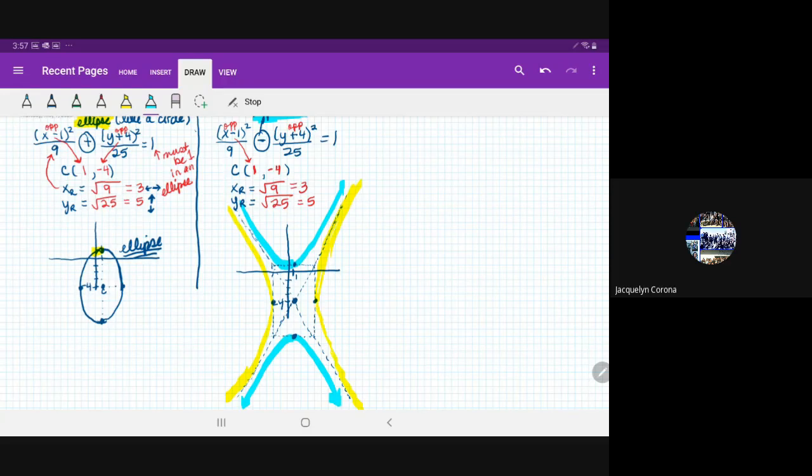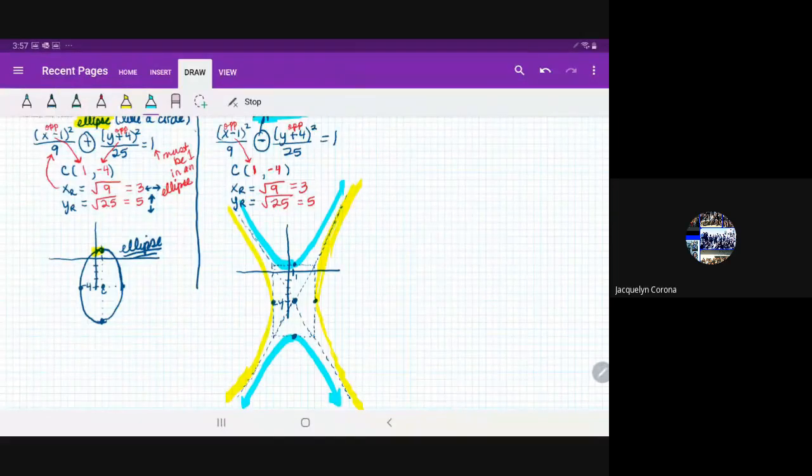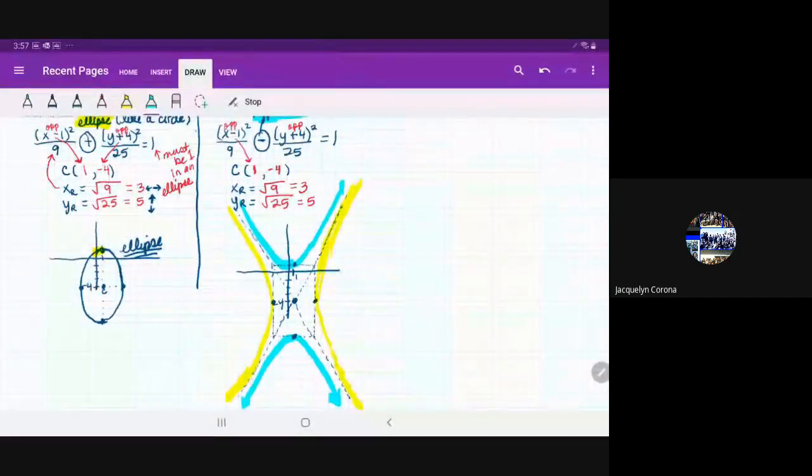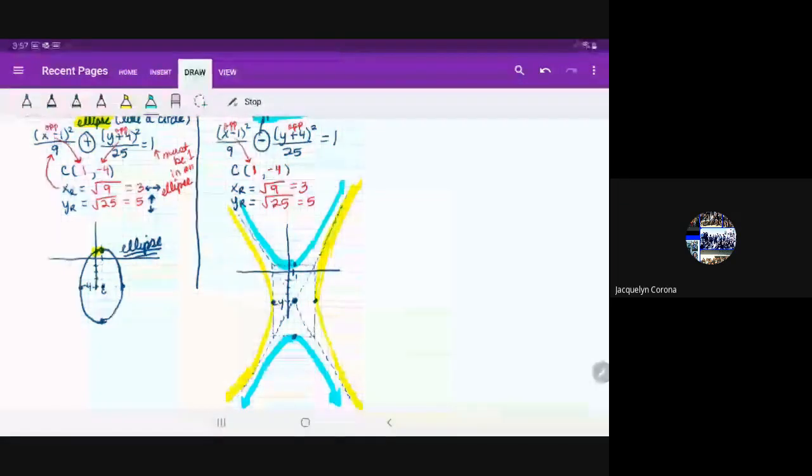So we have to decide by the equation whether we're getting a left-right, which is the yellow, or an up-down, which is the blue. So we have to know from the equation. Okay, so how we're going to tell is we're going to tell which letter is positive or which letter's first. I sometimes don't like to call it which letter's positive because I don't mean the insides.